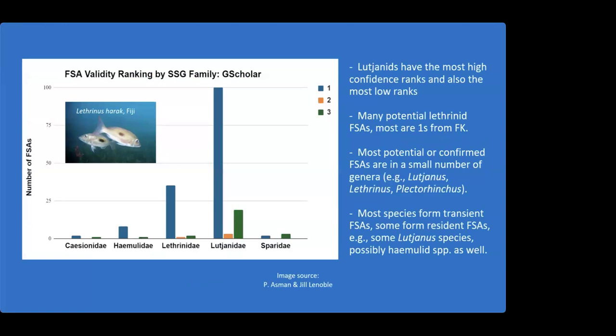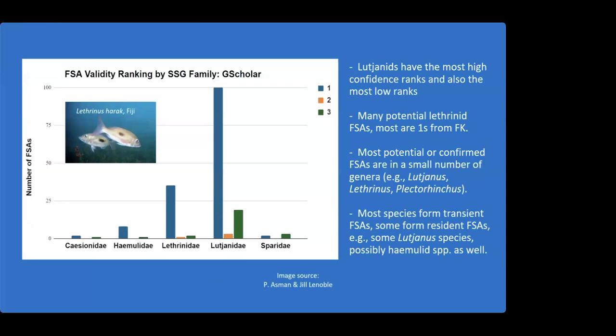So the FSA validity ranking by SSG family from Google Scholar. These would be the new records that, in almost all cases, I believe, are not in the SCRFA database in this presentation. Lutjanids have the most high confidence ranks and also the most low ranks, as you can see in the highest bars in the plot.